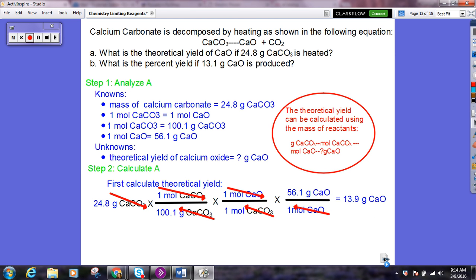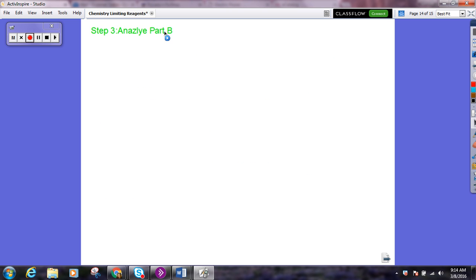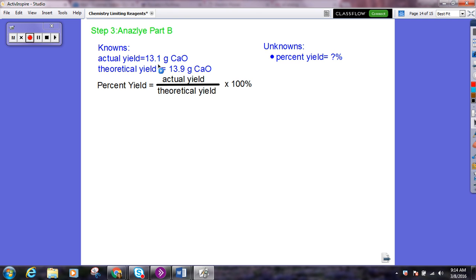So now, let's go analyze part B, because now we're talking about our theoretical yield and our percent yield. It says we actually have 13.1 that's produced. So we know that we actually have 13.1 grams. Our theoretical says that we should have 13.9. We know our wonderful plug-and-play equation. We need to determine our percent yield.